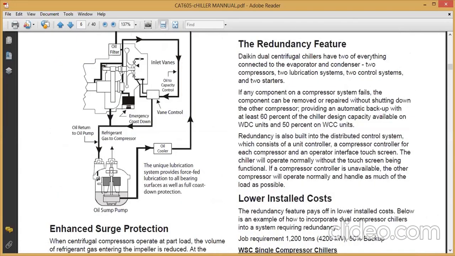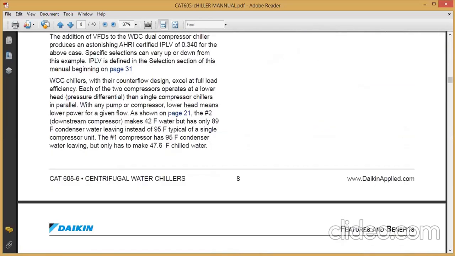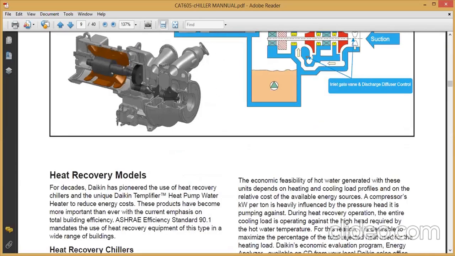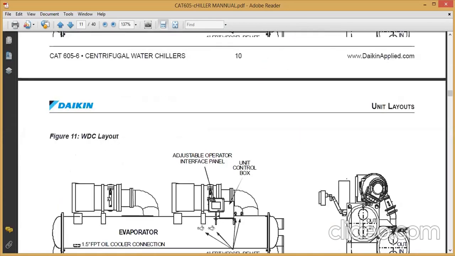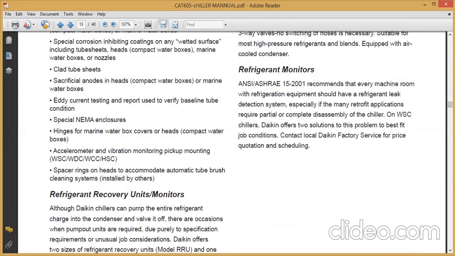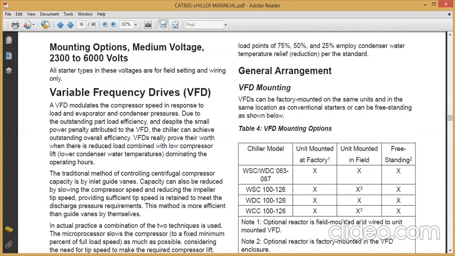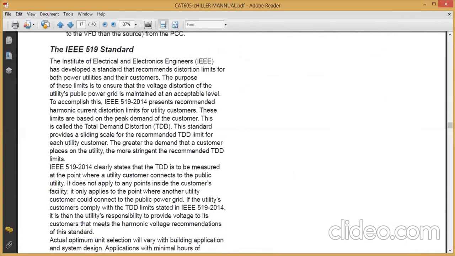Let me show you. Okay, so this is the chiller. You can refer to it, I will share this diagram with you. You can refer to this and find out the various important parameters as far as the centrifugal compressor is concerned.